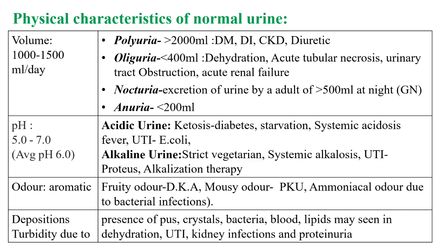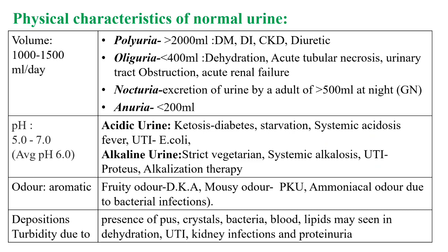So come to the physical characteristics of urine. The volume is 1000 to 1500 ml per day, or 1 to 1.5 liters per day. More than 2000 ml is called polyuria, which occurs in diabetes mellitus, diabetes insipidus, chronic kidney disease, and diuretics. Less than 400 ml is called oliguria.